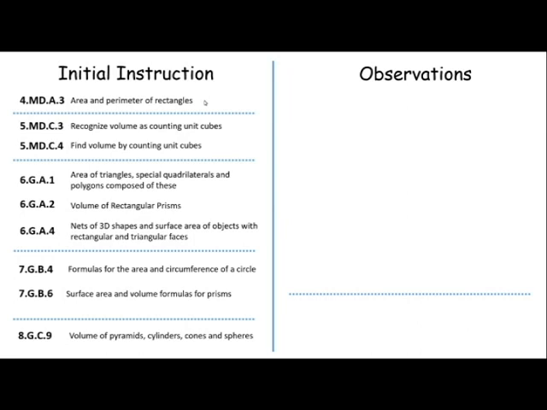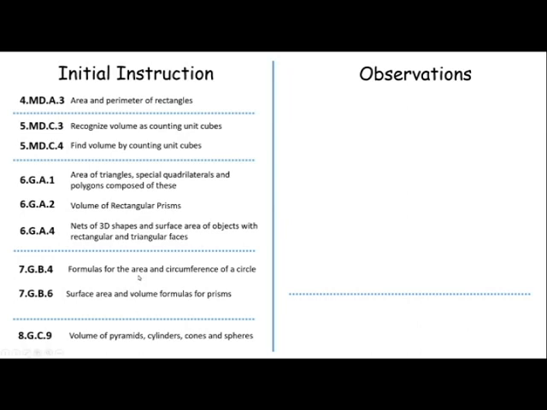First of all, notice that in 4th grade, students begin talking about the area and perimeter of rectangles. In 5th grade, they begin talking about the idea of volume in terms of counting unit cubes, both recognizing and finding the volume. 6th grade, we talk about area of triangles, special quadrilaterals, and polygons composed of those, we talk about the volume of rectangular prisms a little more formally, and we begin talking about the nets of 3D shapes and the surface area of objects, but notice it's limited to rectangular and triangular faces.